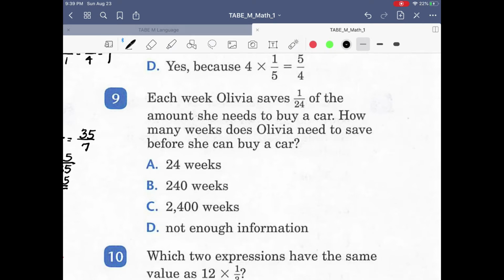Number 9. Each week, Olivia saves 1/24th of the amount she needs to buy a car. How many weeks does Olivia need to save before she can buy the car? This one is just a logic question, really. What they're wanting me to do is to say 1/24th times some amount would equal the whole cost of the car.